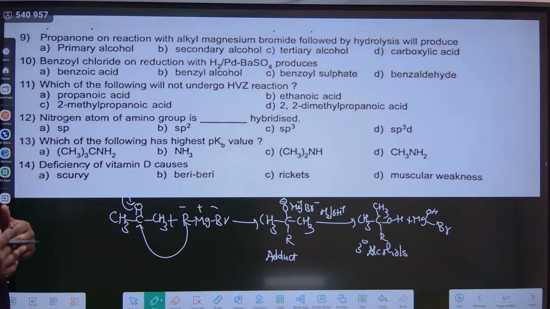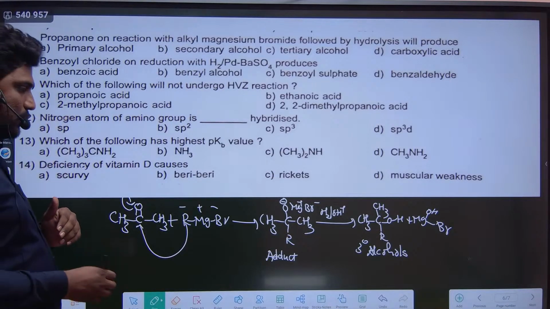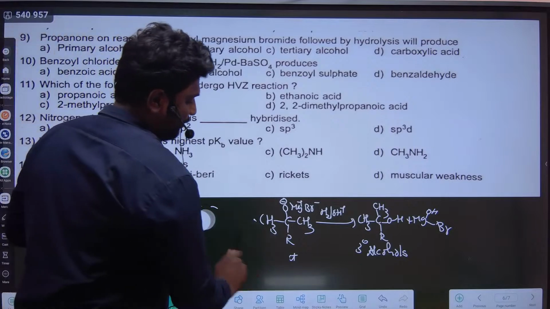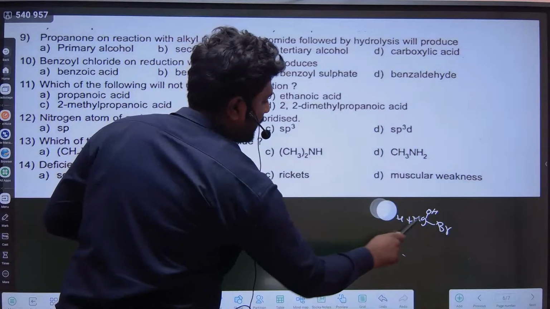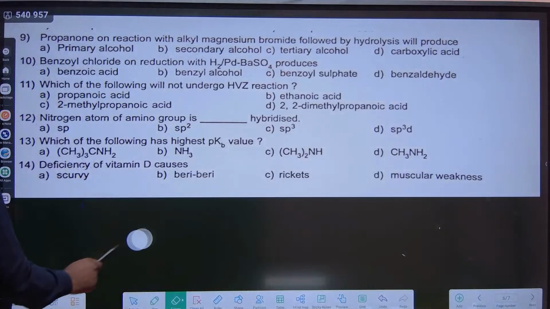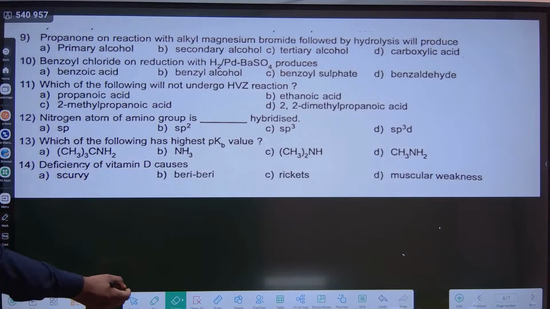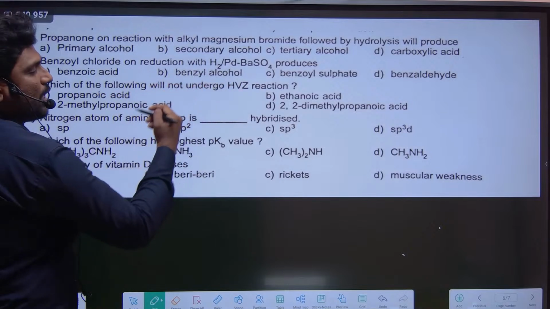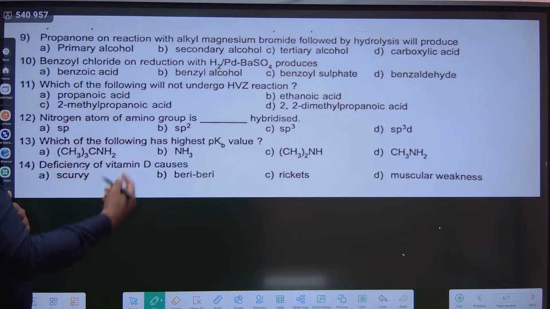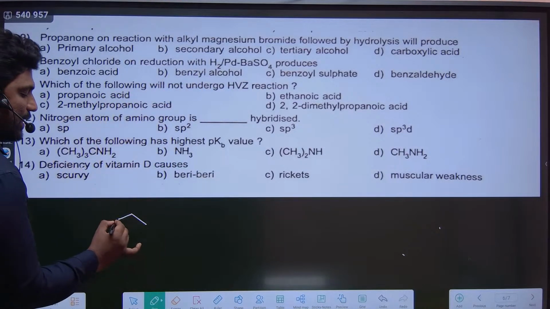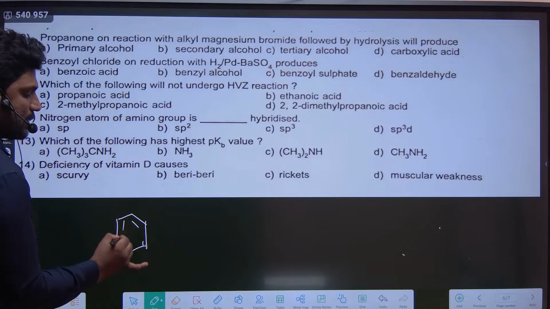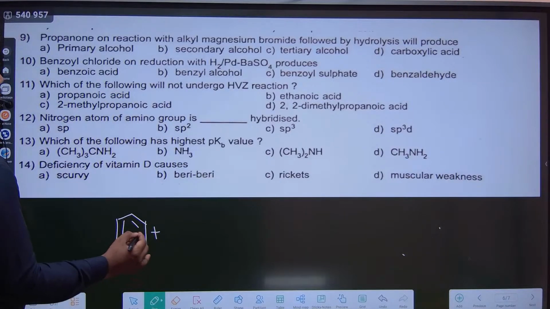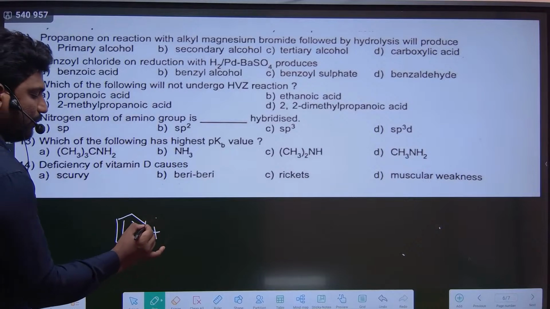Next, the 10th question. The 10th question is a very direct question. That is an example of what? Rosenmund reduction reaction. See, it is coming from the chapter aldehydes, ketones, and carboxylic acids. What they have given: benzoyl chloride on reduction with hydrogen, palladium supported over barium sulfate, is an example of. It is one of the methods for the preparation of what? Aldehyde. See here, benzoyl chloride.